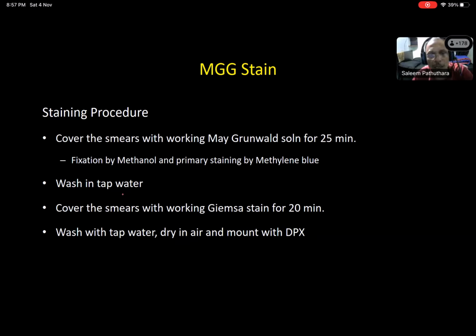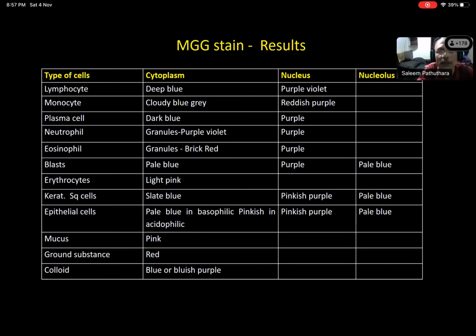So first it is fixed in methanol, and the smears are washed in tap water, and cover the smears with the working Giemsa stain for 20 minutes. After that we can wash and dry it, then dip in xylene and mount it with the DPX. So what happens after MGG results?